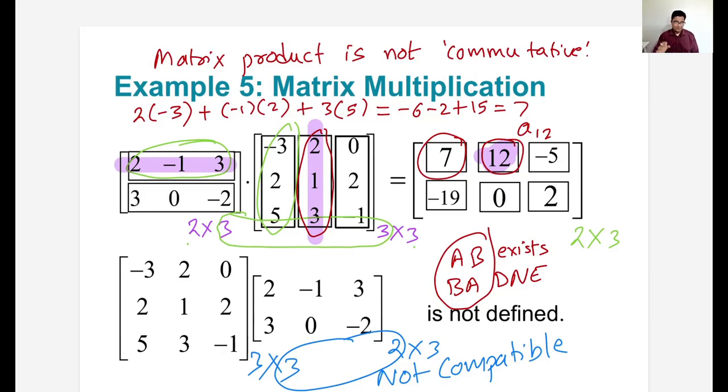Now, I was saying I'll come to one more idea here. In this example, they are not equal. They are not defined, right? You could not multiply BA, so there is no question of equality. What if they were defined both ways? For example, suppose A is a 2 by 4 matrix and B is a 4 by 2 matrix, okay? First you do. Tell me what will be the dimension of AB and what will be the dimension of BA.